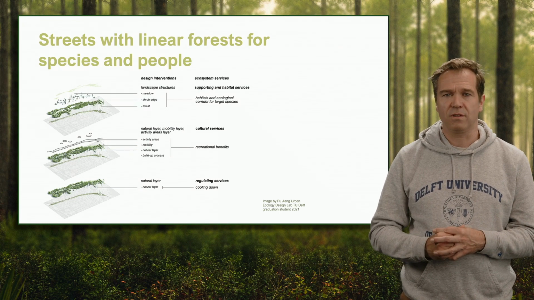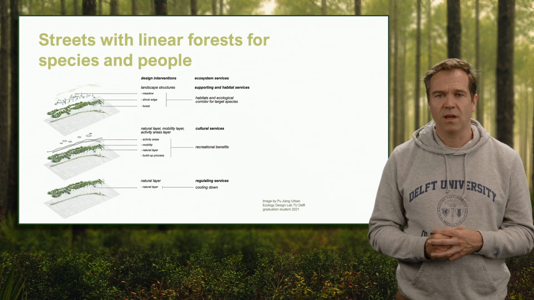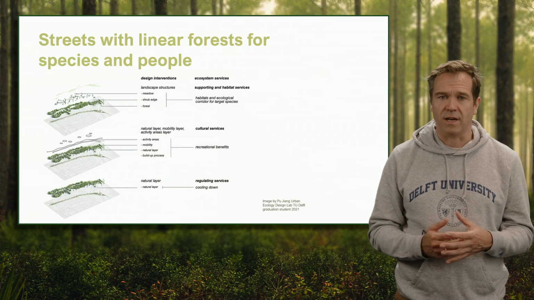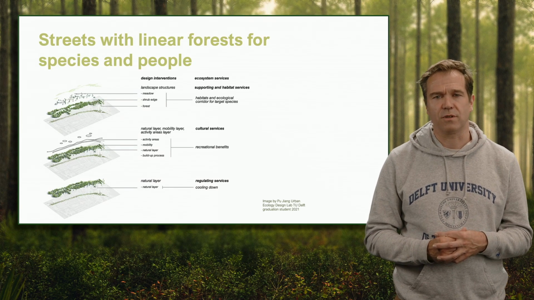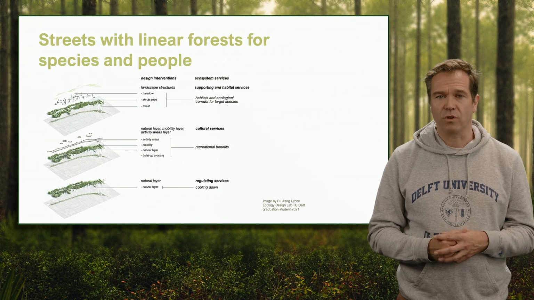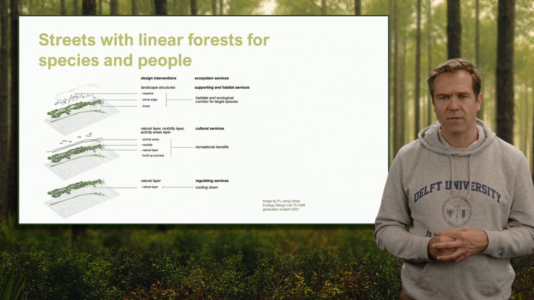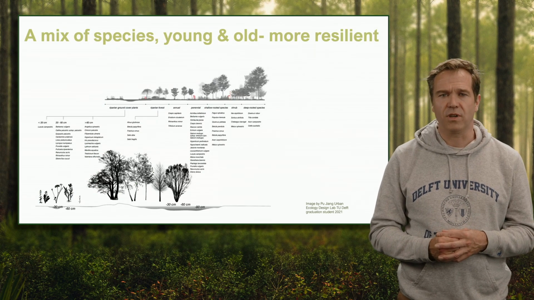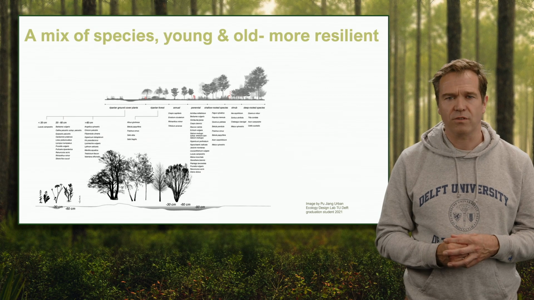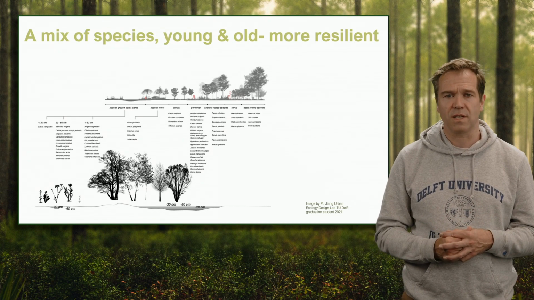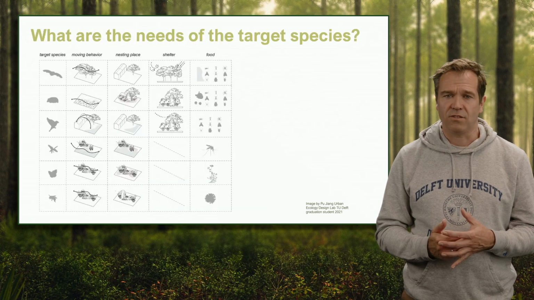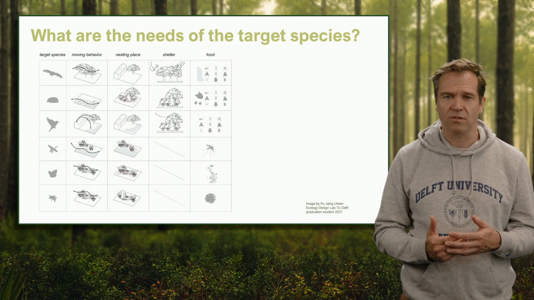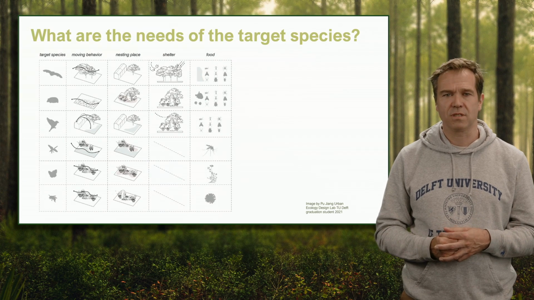To add more quality for the 5 selected target species, hedges and a mix of tree species are introduced. At the same time, these interventions provide ecosystem services like cooling, storing water and recreation for people. The mix of tree species and shrubs is also a mix of young and old trees, making the linear forest also more resilient to droughts and flooding.